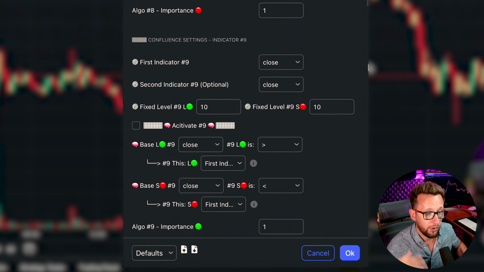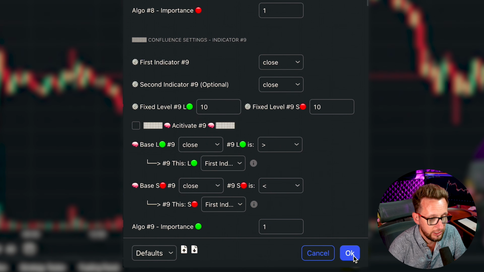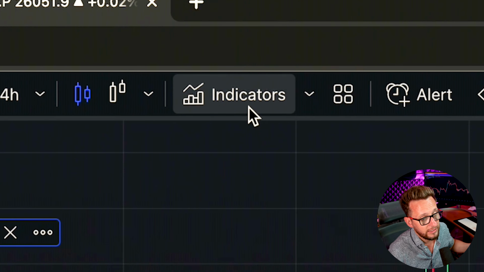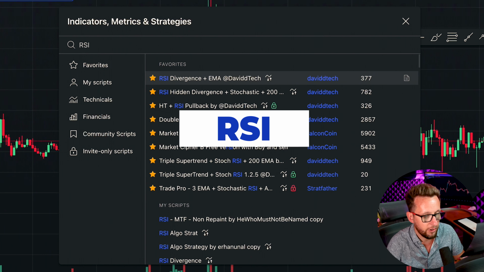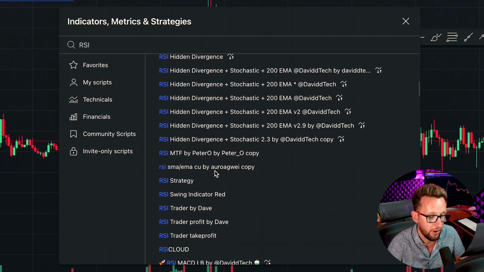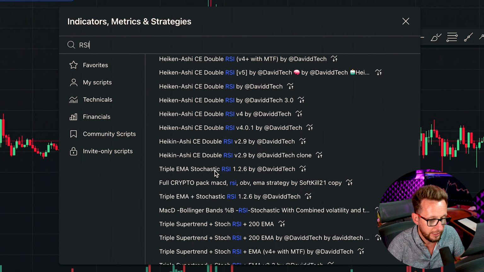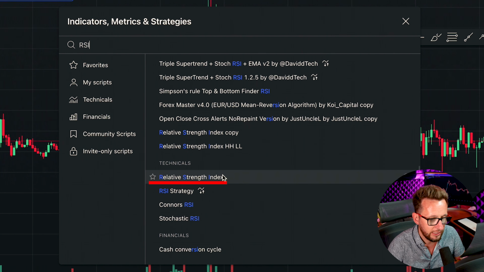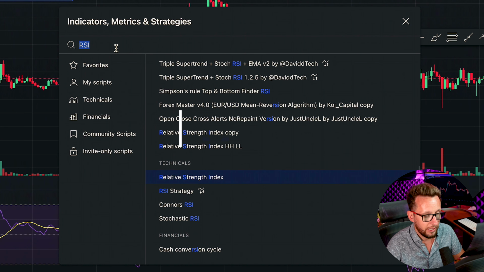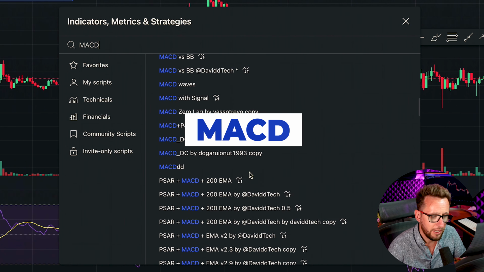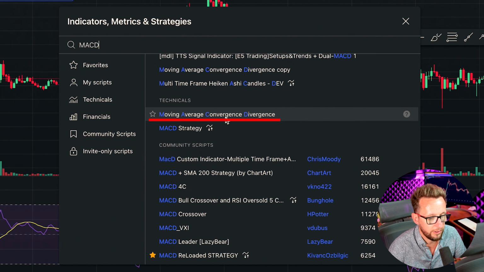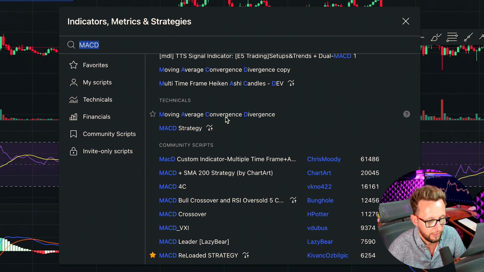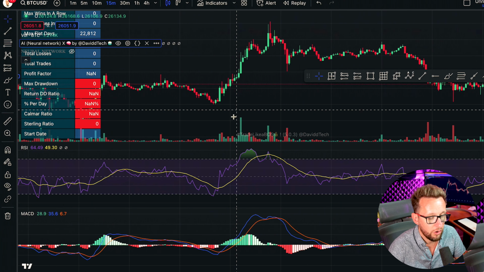So let me go through the steps to building your own neural network on this strategy. First thing you're going to need to do is go over to indicators and add a couple of indicators to your screen. I'm going to add the RSI for good measure, as everybody knows the RSI. I have to scroll all the way down because I've made so many wonderful scripts here. Then I'm going to add something like the MACD, the moving average convergence divergence, just here. Okay, there are two indicators on our screen.